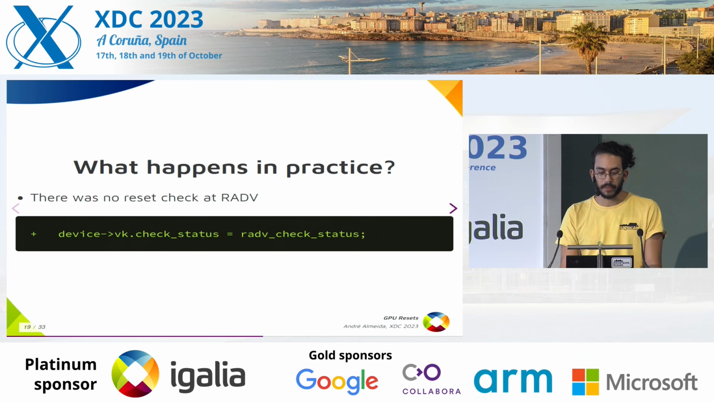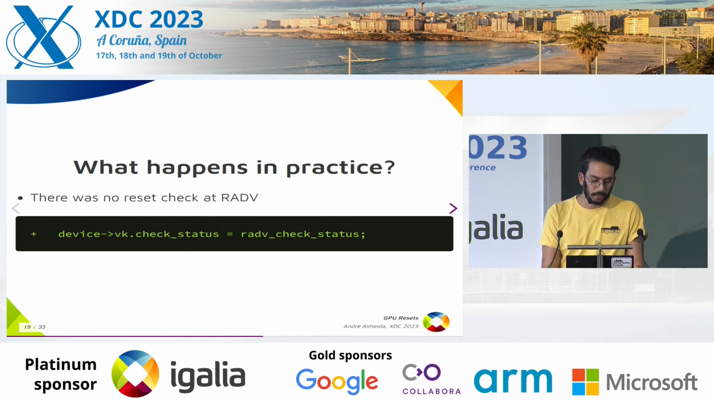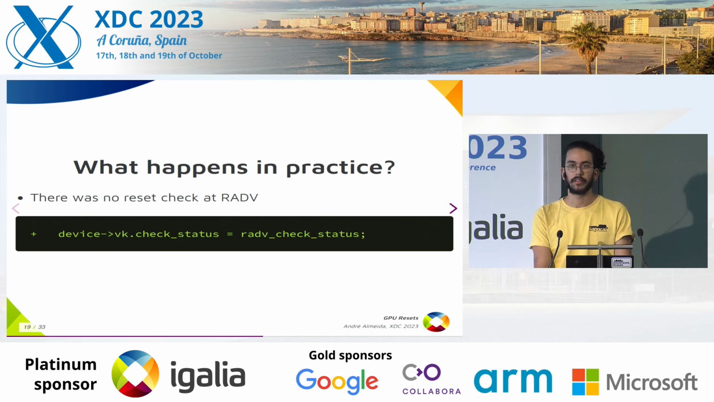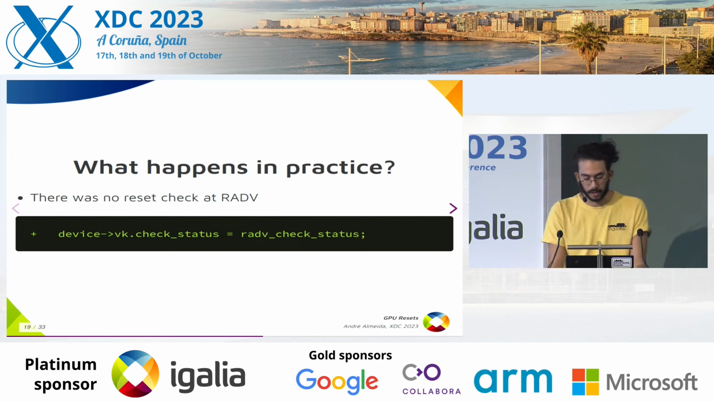And what I found out in practice is that before, there was no reset check in RADV, so I implemented the VK check status for RADV. So now RADV can send the application the error code when a reset happens.